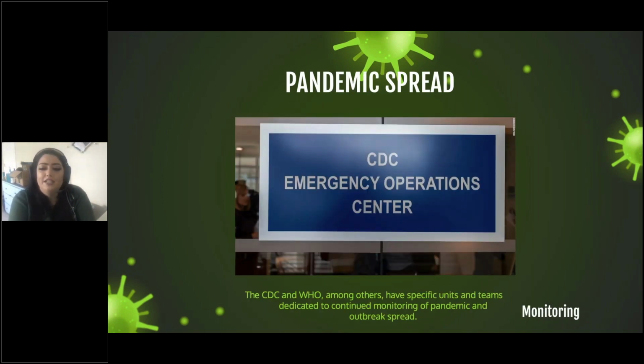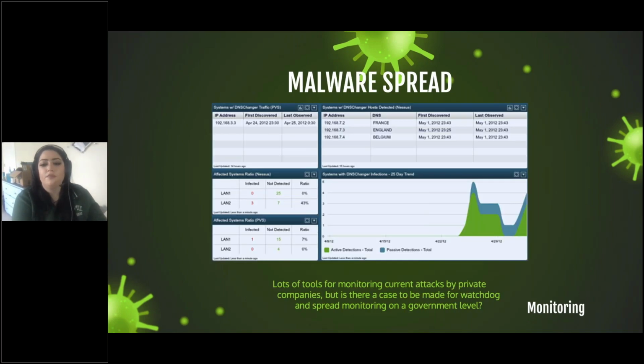With pandemics, there are dedicated entities like the CDC and World Health Organization that have specific units and teams dedicated to continued monitoring of pandemic and outbreak spread. This provides constant information on the spread and handling of a pandemic. Again, with malware, there are lots of tools for monitoring current attacks by private companies. But is there a case to be made for a watchdog and spread monitoring on a government or even worldwide level for these?